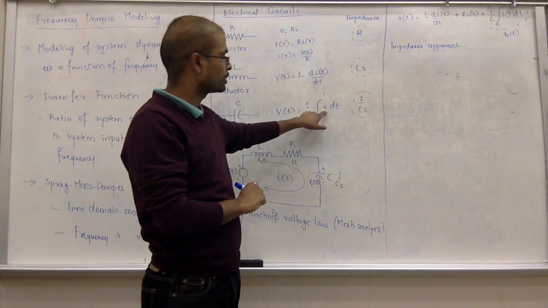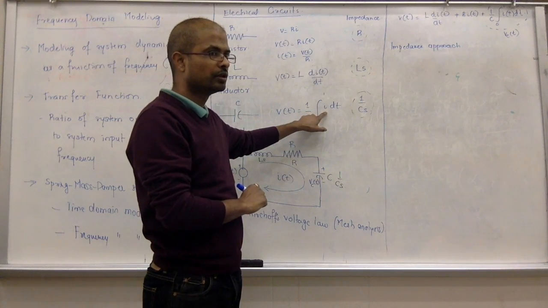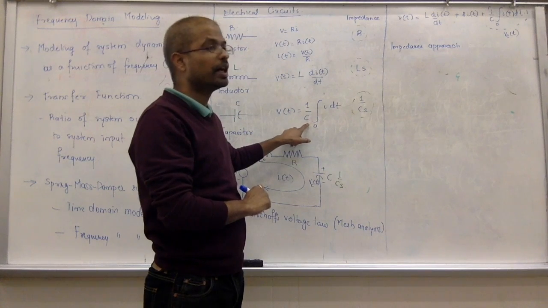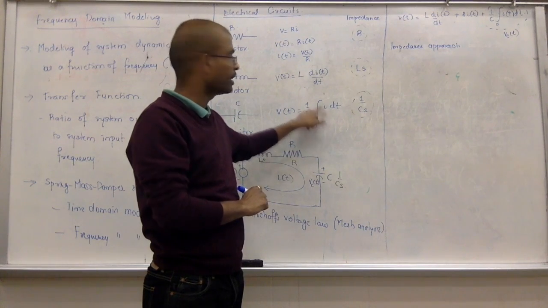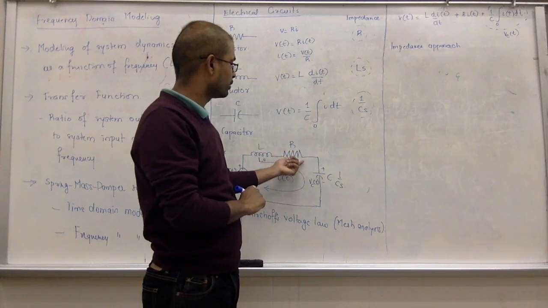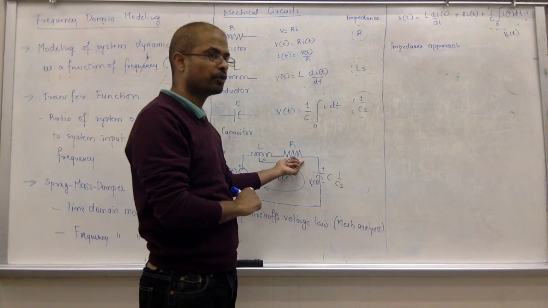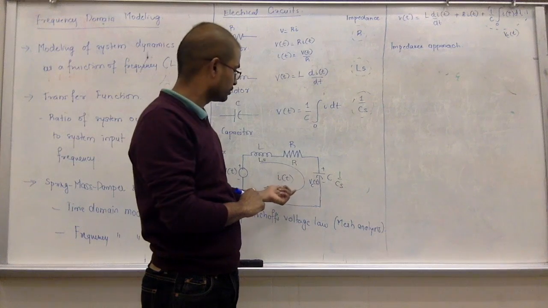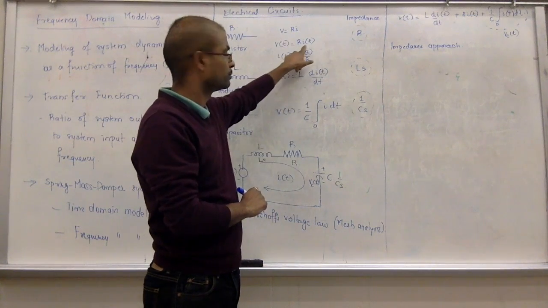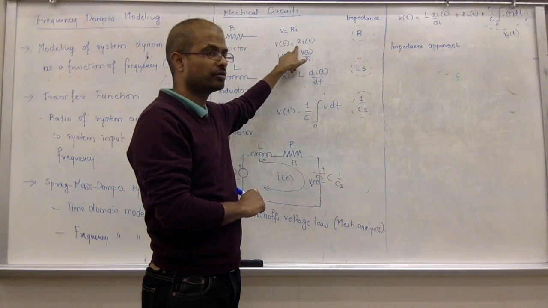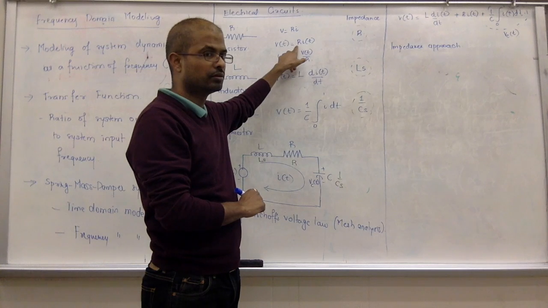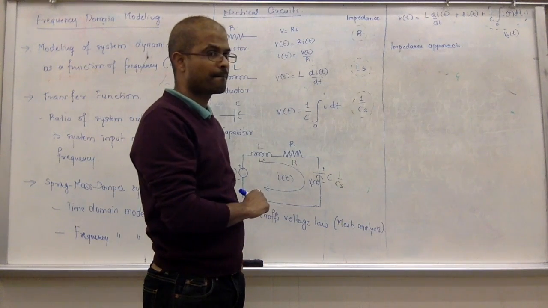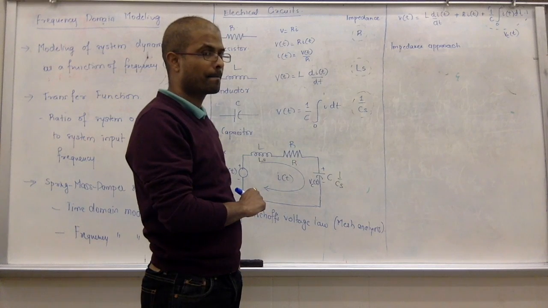Vc of t is only a function of this I, right? This C does not change. In that sense, I is the output. Again, if you are interested in the voltage dissipated at this component or this element, what is it a function of? It's a function again of I of t. So R itself is not changing. So are we saying that I of t is the input?